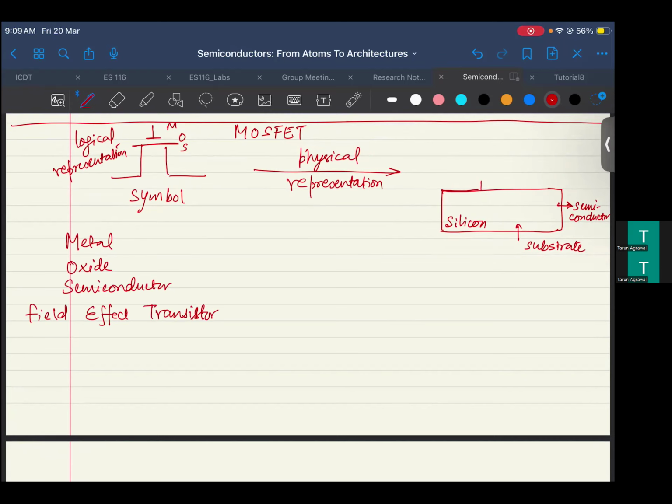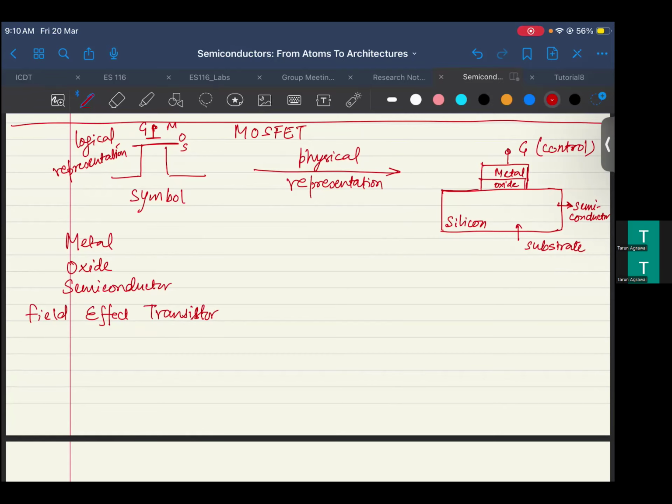Then we can put an oxide on top of that. Then on top of that, I put a metal, right? And what is this metal? This is the terminal which is our gate terminal. What is this doing? This is the control knob, which we have seen, right? This is your control knob in your tap.